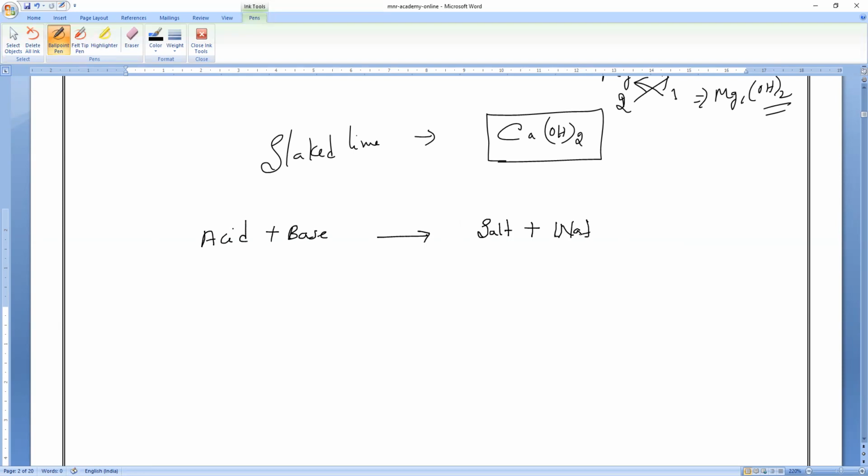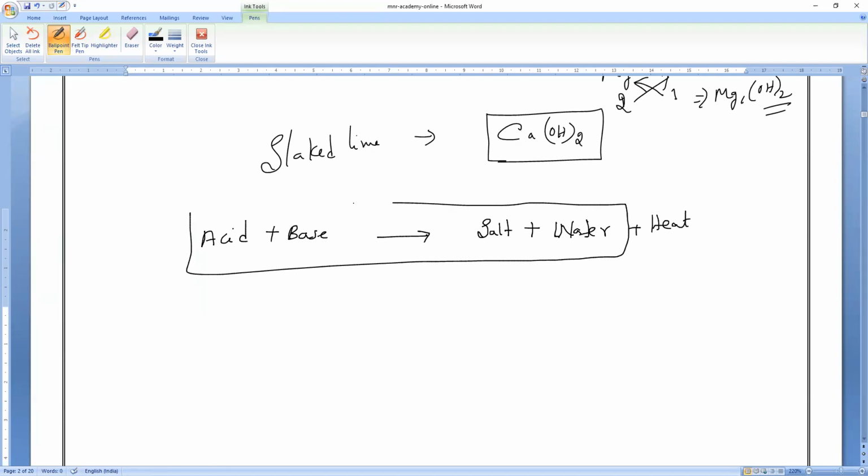Water plus heat. Yes. Of course, heat will be produced. So that is why we used to call these reactions by a particular name. Anybody, what is the name of that reaction? Neutralization reaction. We studied neutralization reactions. So that is what we have to remember.